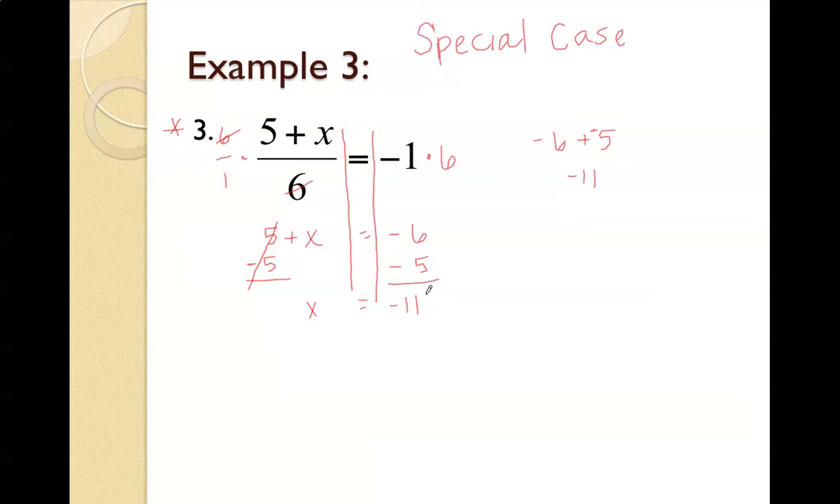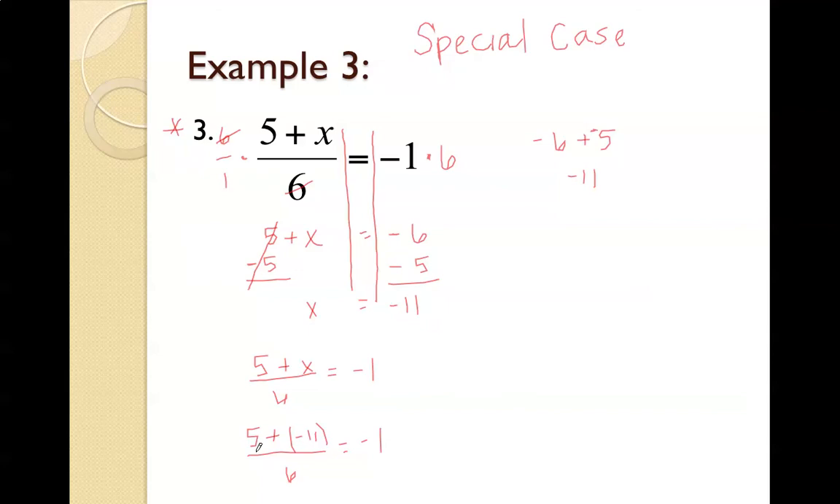Well, we need to plug it in just to make sure. So I have my original problem. I have 5 plus x over 6, all over 6, equals negative 1. All right, so I'm going to plug in x. I have 5 plus, I'm saying that x is a negative 11, all over 6 equals negative 1. And I'm running out of room, so I'm going to come over here.